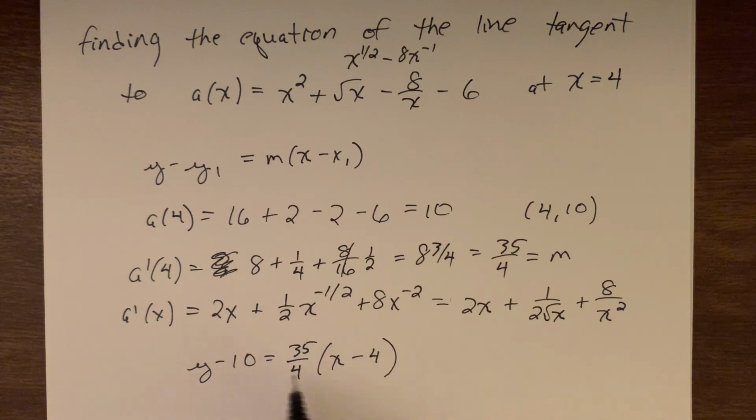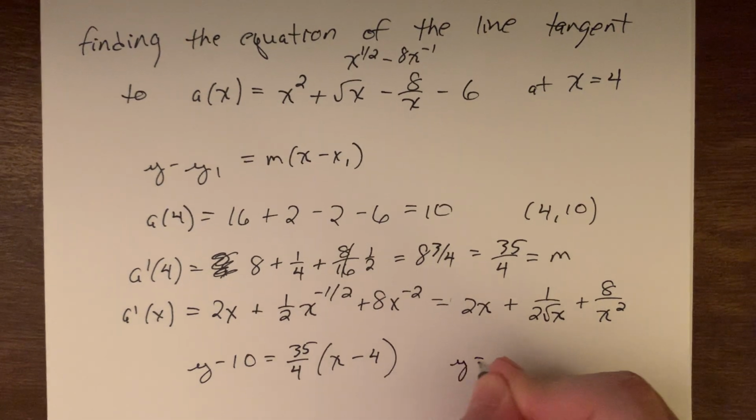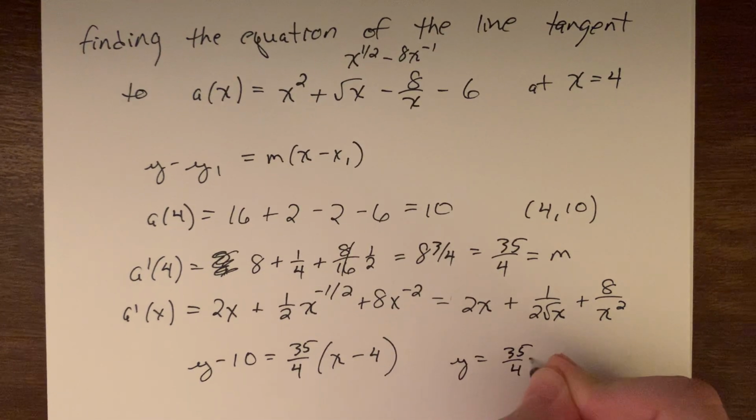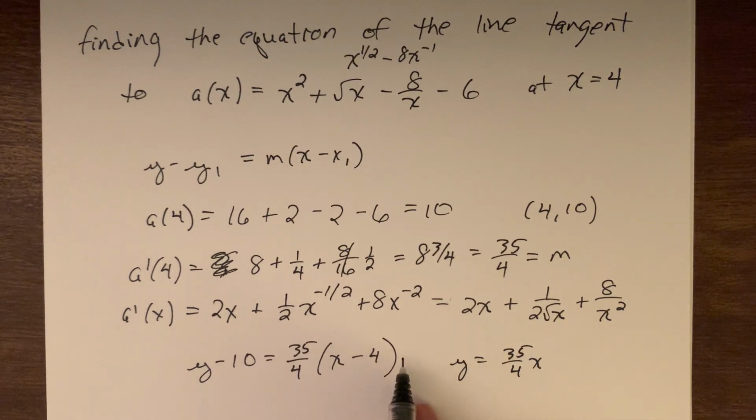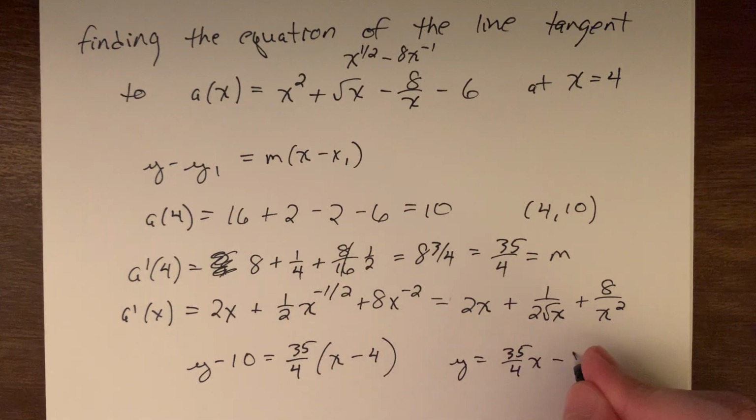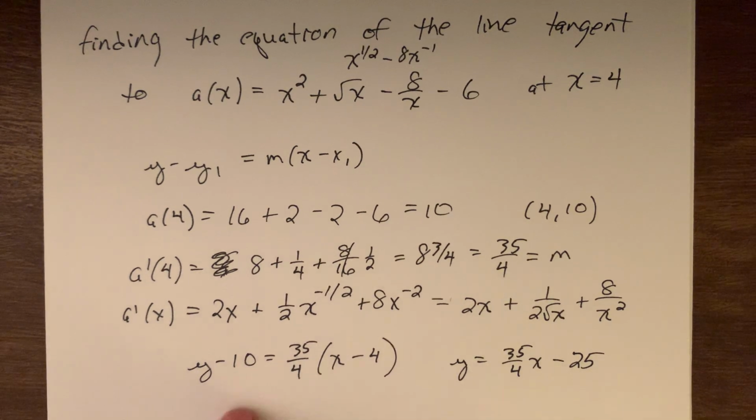The 4's do cancel if you distribute. So you'd get 35 over 4x. You get minus 35, but plus 10, so minus 25. But again, you don't have to do that. The book always solves for y at the end, so it's not bad practice, but that was perfectly fine as a final answer.